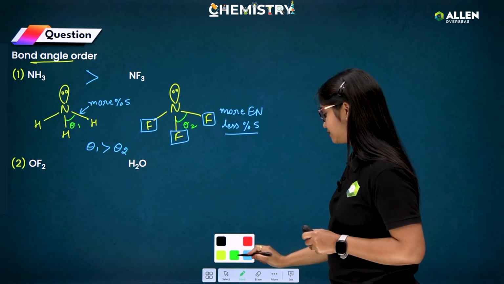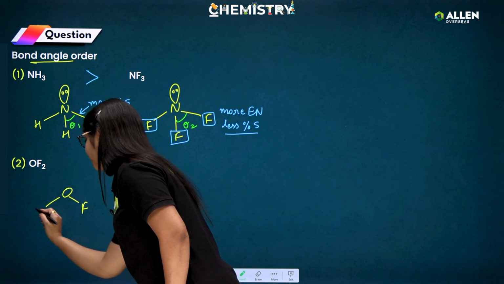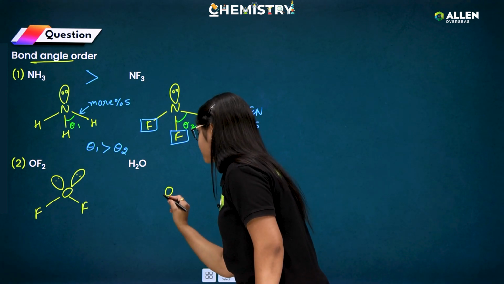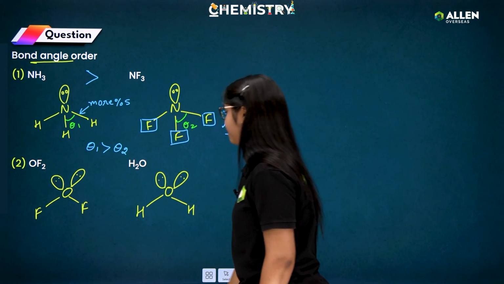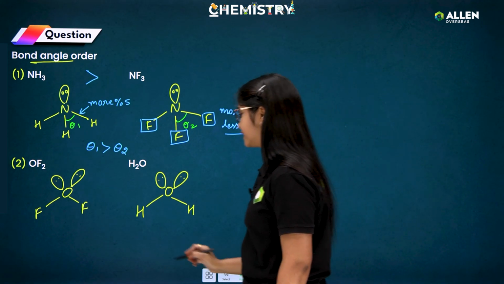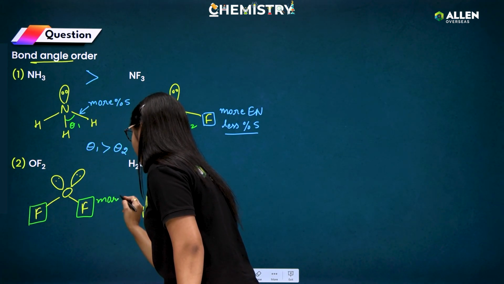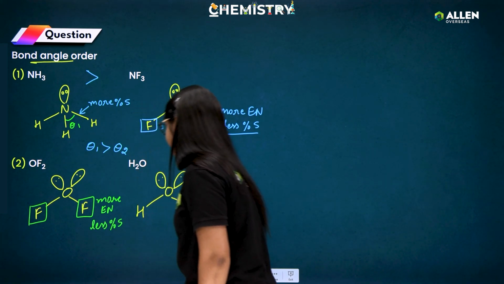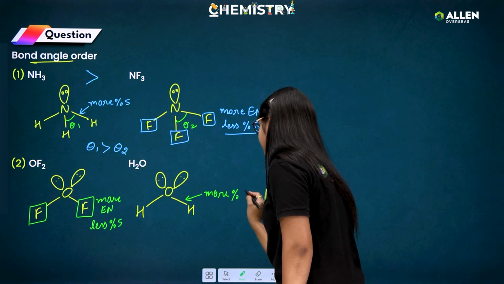Now, let's see another example. Here you have OF2. This is again a similar case. Oxygen has 2 lone pairs. Here in water also, oxygen has 2 lone pairs. And lone pairs are common in both the examples, so we have to decide on the basis of the surrounding atom. Fluorine is more electronegative. That means less percent S character. And here comparatively these bonds will have more percent S character.